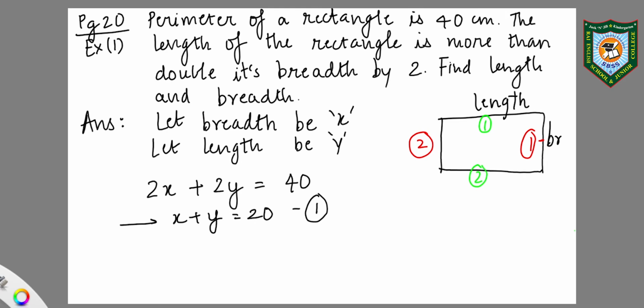Back to the second sentence. The length of the rectangle is more than double its breadth. So here we have started to get some information from the question. The length of the rectangle is more than double its breadth by 2. That means, let's go slow, length of the rectangle y is more than double its breadth by 2.